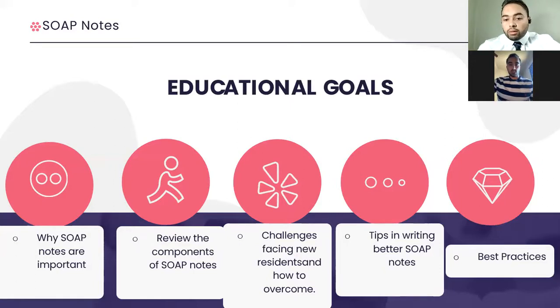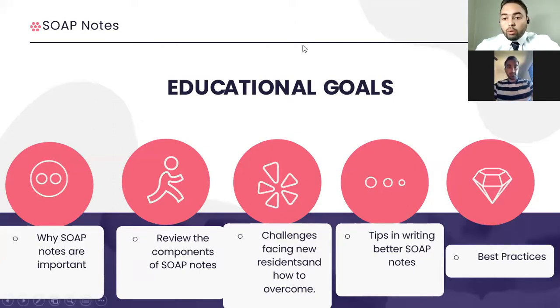This is our educational goals, and we will ask our colleagues to give us some tips about how to dictate better SOAP notes. And at the end, we will go through some more details to know the best practice, how to write the best SOAP notes.